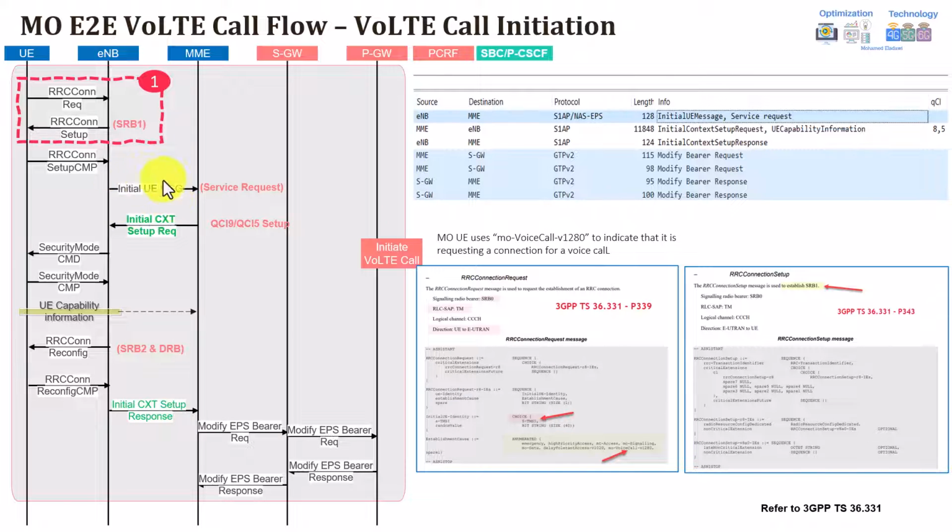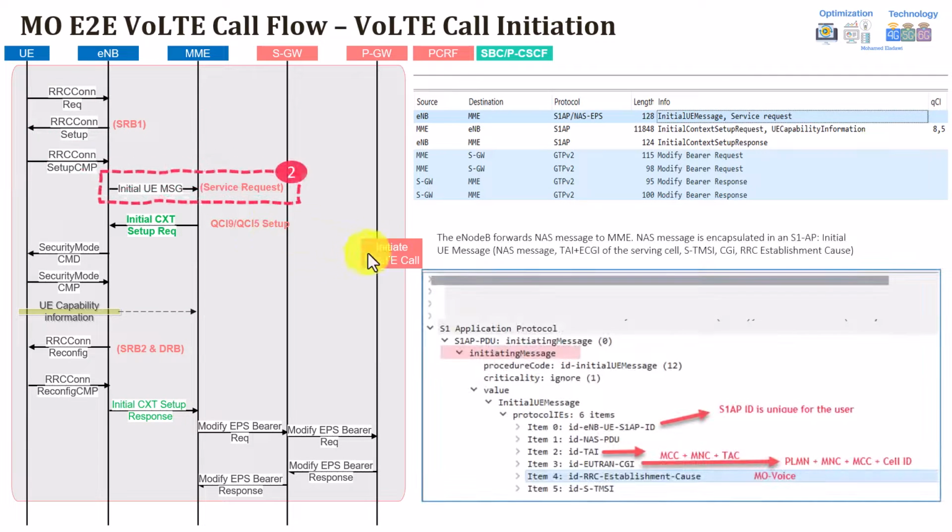So the next message, we need to explore what we have inside the initial UE message. So let's go. As you can see, the initial UE message here includes the service request, right? All the service requests usually include this information, as you can see here. The first part here has 6 items. It sometimes can be more, but this is the most common.